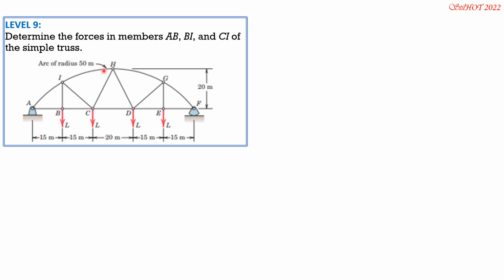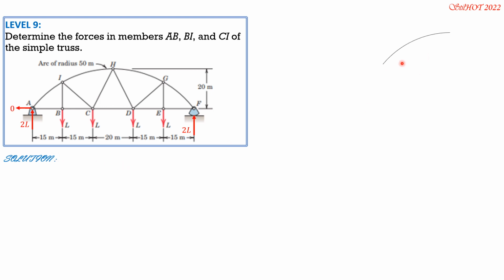So we have an arc radius of 50 meters here. And we have 20 meters here. And this horizontal distance, so we can analyze the angles as follows. By symmetry of the loadings, the total load is 4L. And the loadings are symmetrically applied. Therefore, the vertical reaction should be 2L, half of 4L, this is also 2L. Though there is no horizontal reaction at F, at A, there is supposedly, but because the loadings are vertical, then AH is 0.